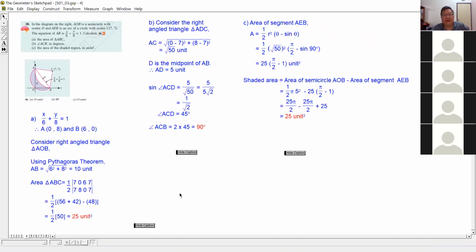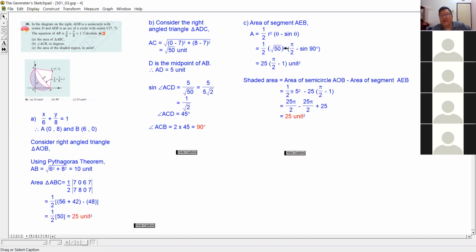Okay, right. So now in order to find this purple color part here, I use the area of the semicircle minus the area of segment. How to find area of segment? Do you remember the formula for area of segment? Yes. Area of segment is half r squared, bracket theta minus sine theta. Right? So half r, I found already, the radius of the sector is square root of 50.